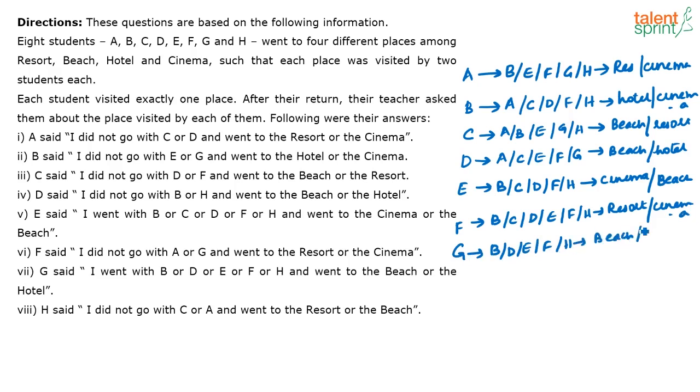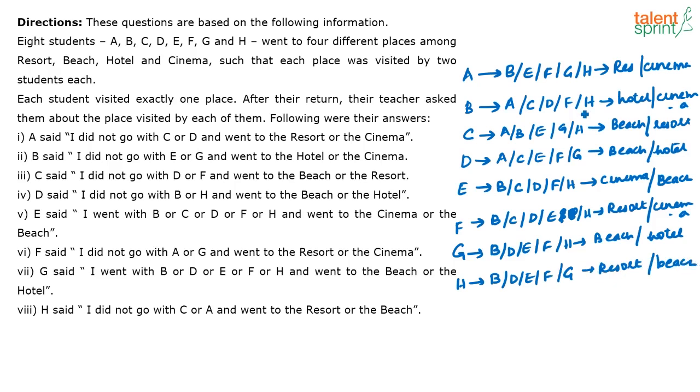Then G says I went with B or D or E or F or H, and I went to beach or hotel. H says I did not go with C or A. So H has gone with B, D, E, F or G. I have written F again twice accidentally, sorry about that. So H is going with B, D, E, F or G and is going to resort or beach. So this is what each one of them is saying.